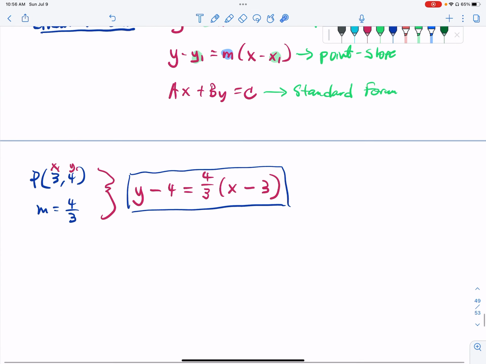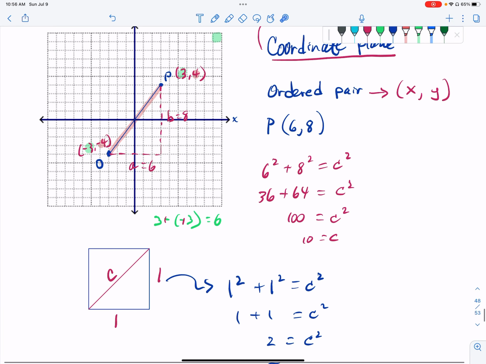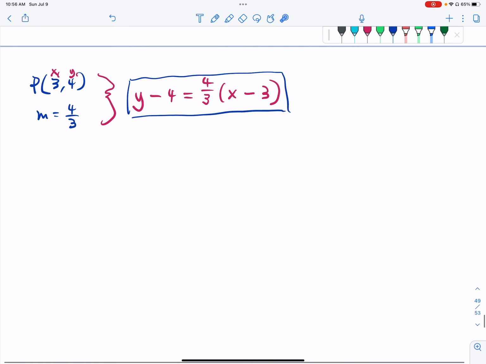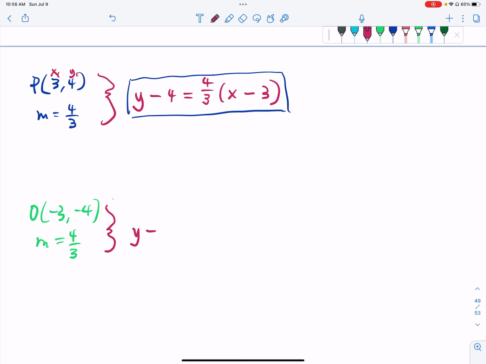Now, it's not unique. A given line, like the line that we have here, OP, has a whole bunch of different equations depending on the point that you choose for it. I'm going to choose now point O and do the same exact thing. This one's (-3, -4). So point O, (-3, -4), slope still the same, 4/3. Okay, and now putting these things together, I have y minus, again, this is x1 and y1, a -4.